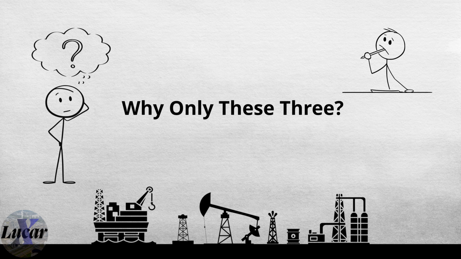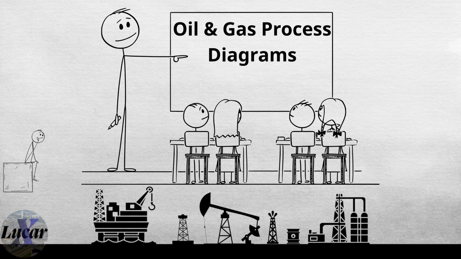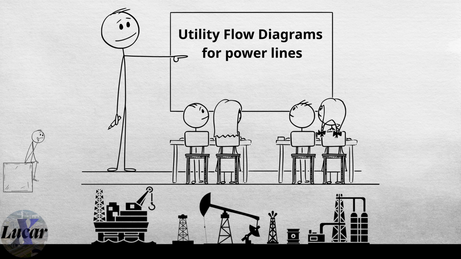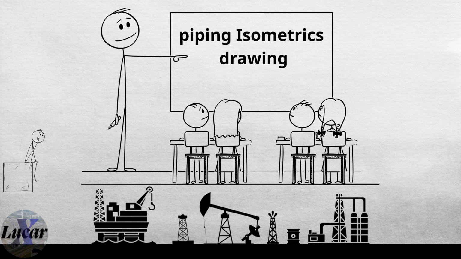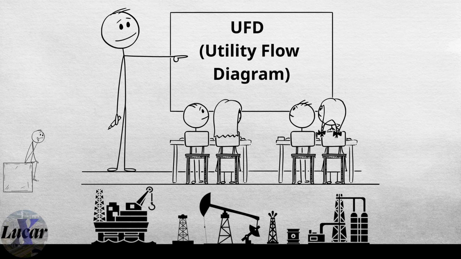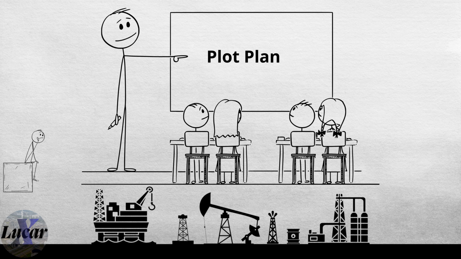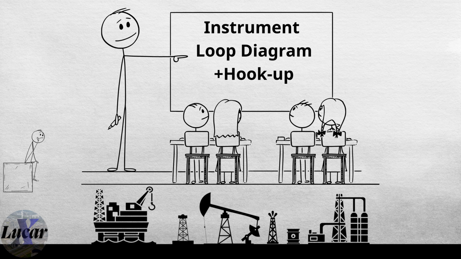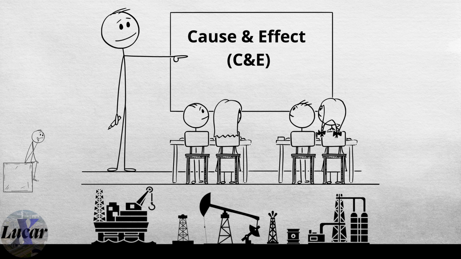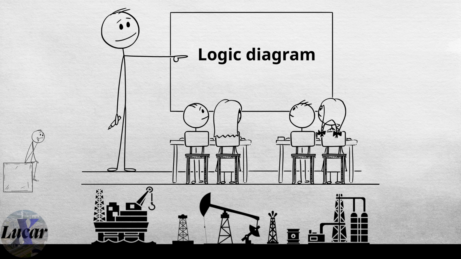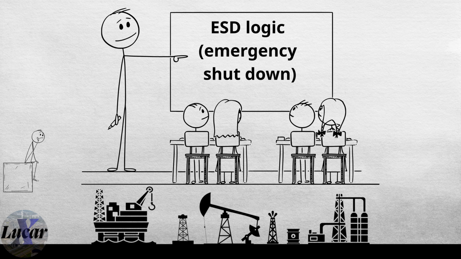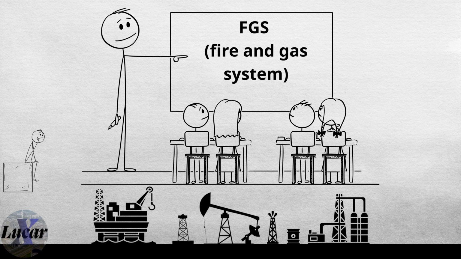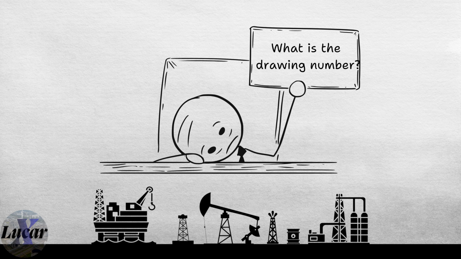Why only these 3? In process engineering, there are many diagrams, like utility flow diagrams for power lines, piping isometric drawing, UFD utility flow diagram, plot plan, instrument loop diagram, hookup, cause and effect, C&E, logic diagram, ESD, emergency shutdown, FGS, fire and gas system, many diagrams. I will explain in more detail in the next videos.